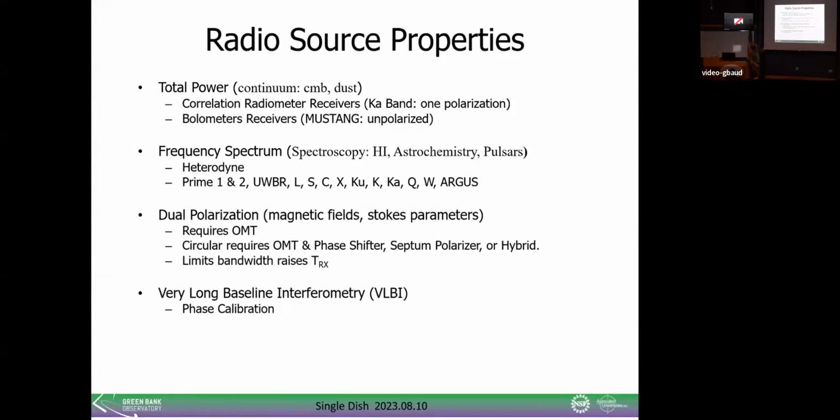One of them is a Ka band receiver. It's got a built-in correlator on it, but it also has a spectral line mode, so it's not just a continuum receiver, but both. But you have to swap. You have access to both when it's on the telescope. We have a MUSTANG bolometer receiver.